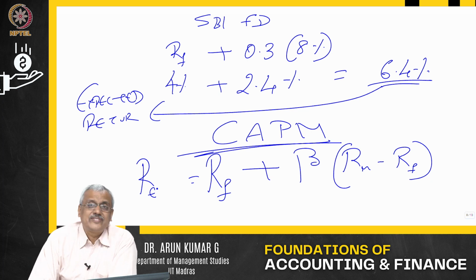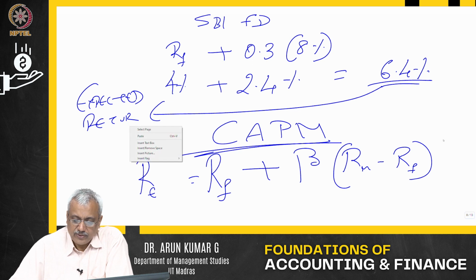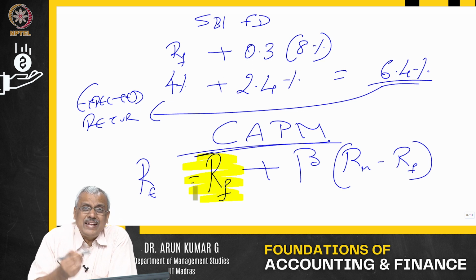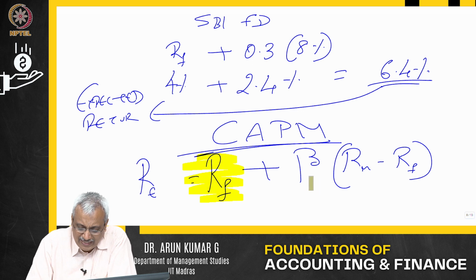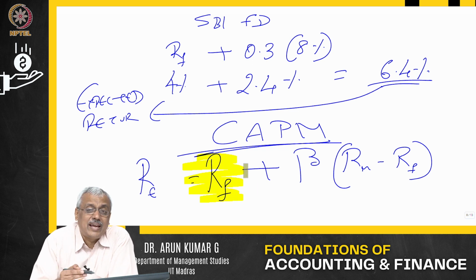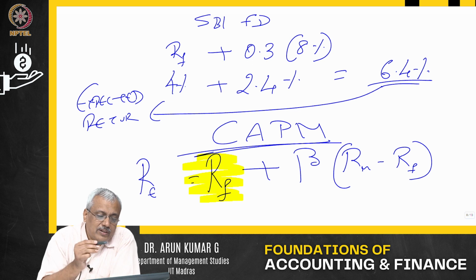This is what we call the CAPM. Minimum, I have to get the risk free rate. What extra do I have to get? If the risk is exactly equal to the market, then beta is 1. Then what is the return the market is giving me in addition to the risk free rate, multiplied by beta? If beta is 1, then it is multiplied by that. If the risk is less than the market, like an SBI FD, beta is less than 1, so multiply with that. If beta is more than 1, then naturally it will be the other way around.